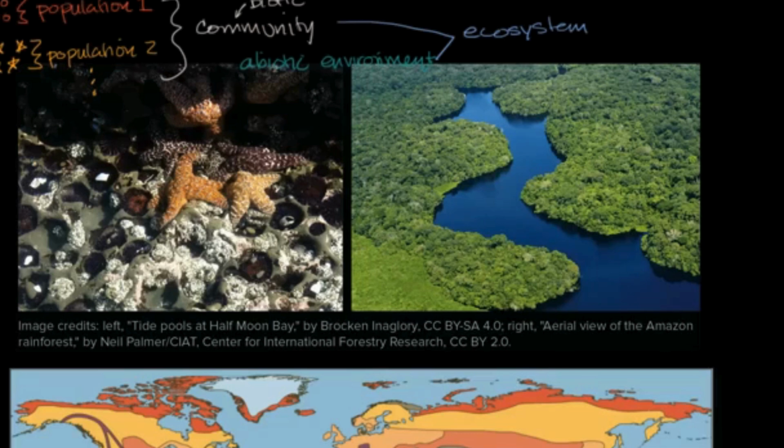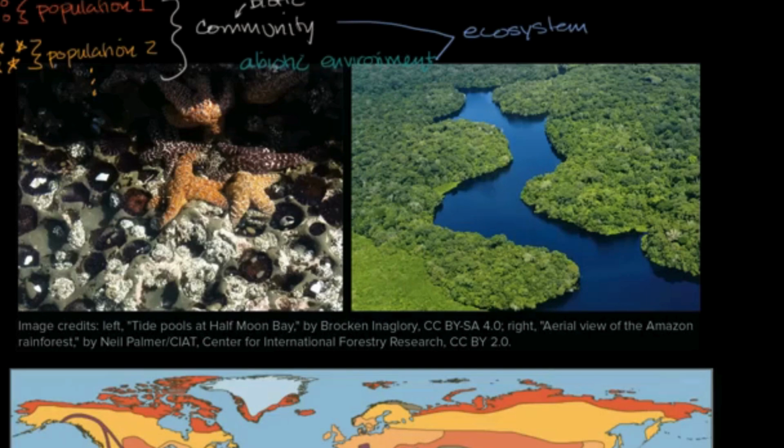Now, in terms of the types of ecosystems, I already mentioned there's a lot of variety there. This right here is a picture of a tide pool at Half Moon Bay, not too far from where I live. I've actually been to the tide pools at Half Moon Bay. And you could consider one particular tide pool, both the abiotic factors, the water and the rock there, as well as the biotic factors, the starfish, the sea anemones, and whatever else might be living there. Those combined, that could be an ecosystem.